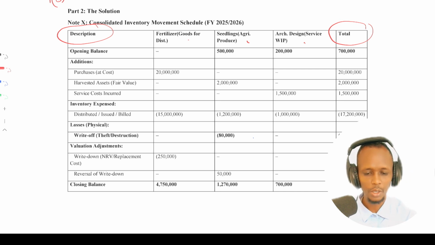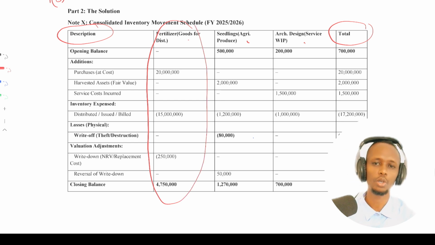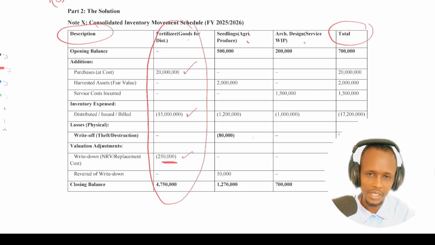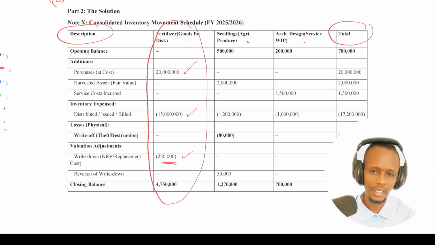So how much was our purchases for fertilizer? So we are dealing with this column. 20 million. And then the amount we distributed is 15 million. The write down is, so this is what will go to expenses. The write down will go to expenses.